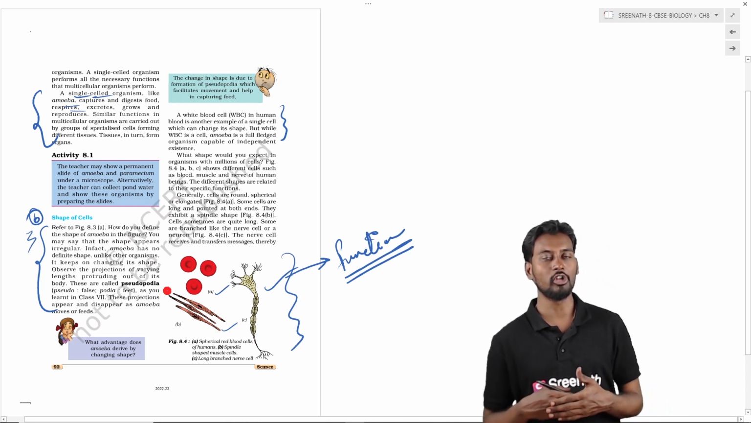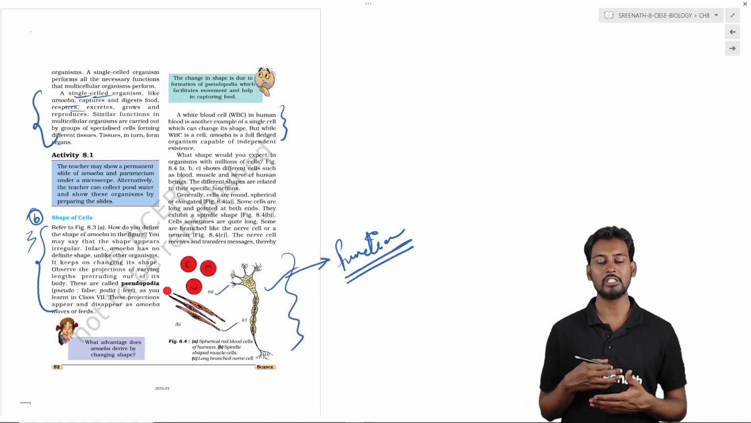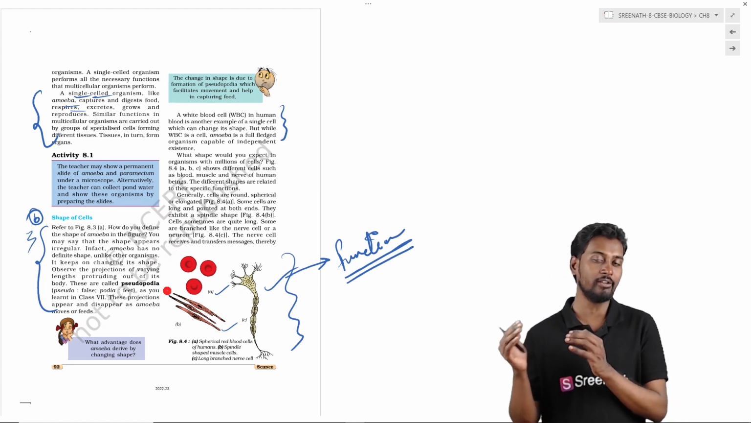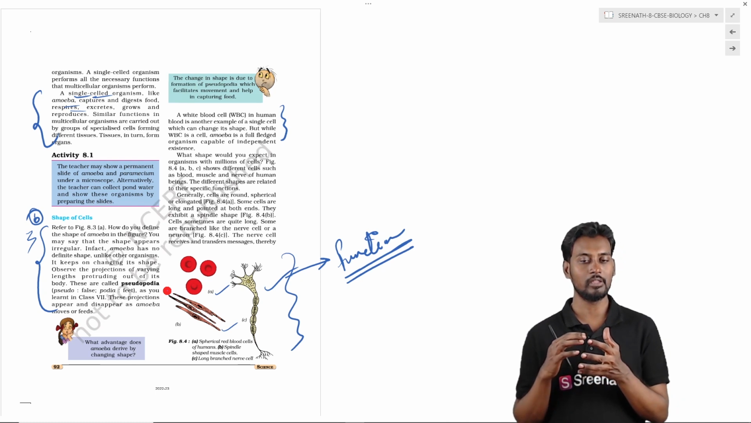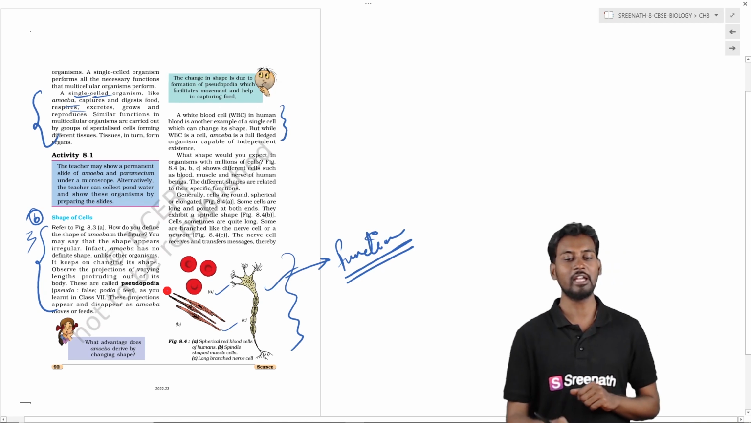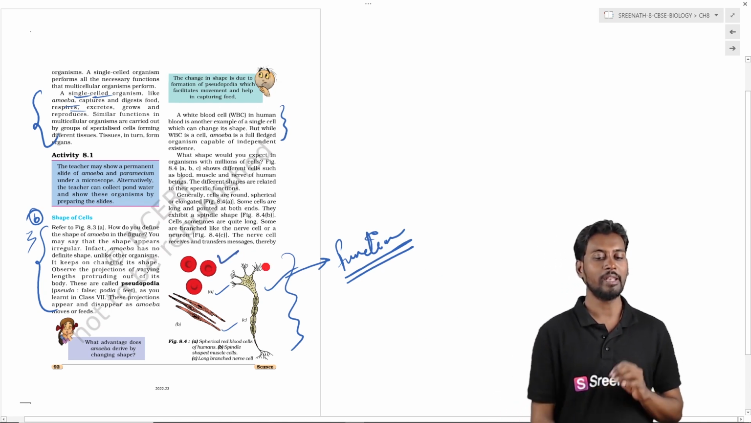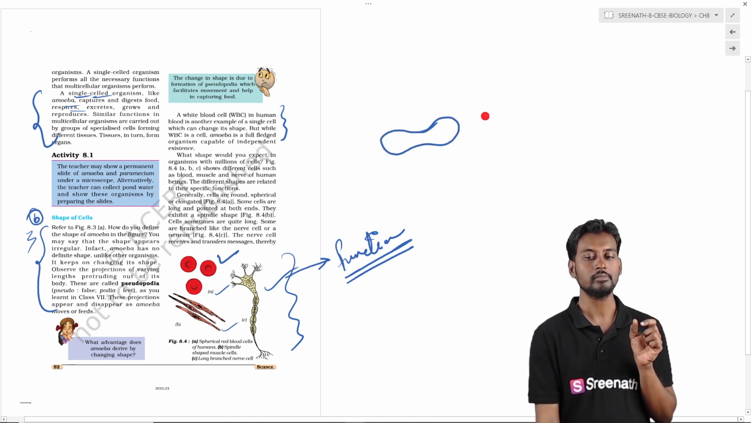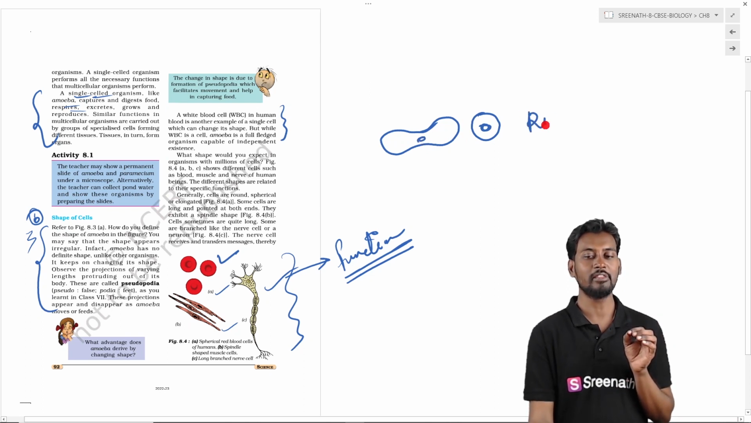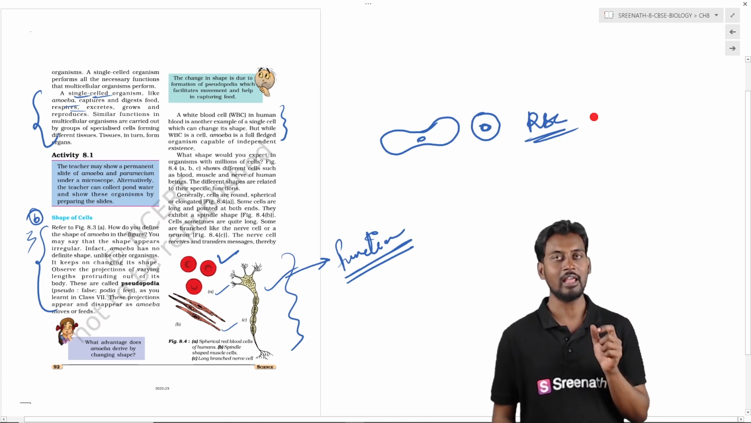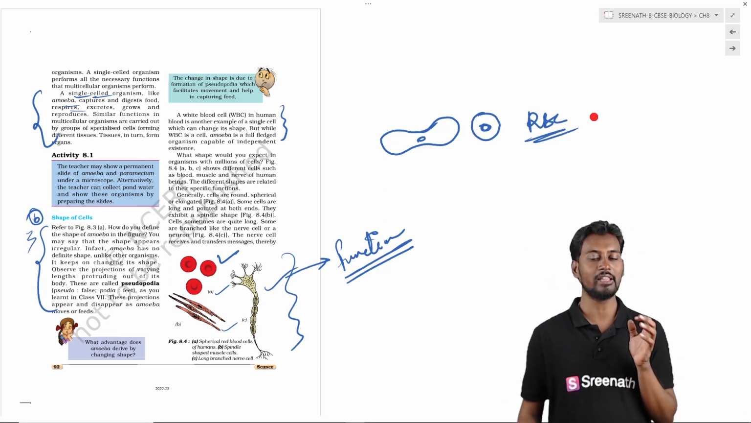And the next one is about the shape of the organism. Basically the shape of the cell is correlated with the function of the cell. So if you are seeing here the spherical shape and the biconcave shape, that is the RBC, which is involved in carrying oxygen and carbon dioxide, and also carrying food and waste material.